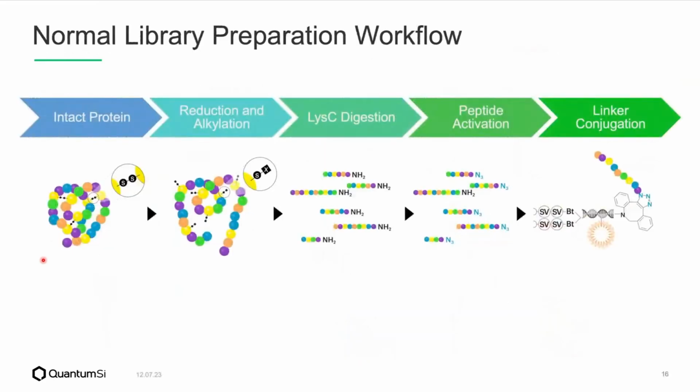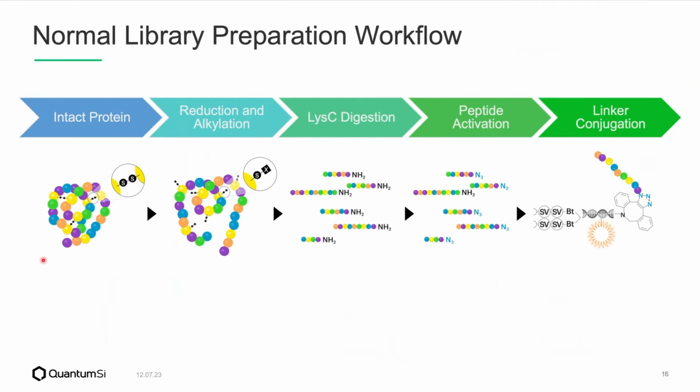Now, our normal library preparation process is similar to some traditional mass spectrometry workflows in which you take an intact protein, you reduce and alkylate those proteins to remove any potential disulfide bonds. Then you use a protease, such as lysine, to digest these into peptide fragments. These peptide fragments, in our particular case for our library preparation, are then functionalized to produce a C-terminal azide group, which we then use click chemistry to conjugate to our macromolecular linkers.